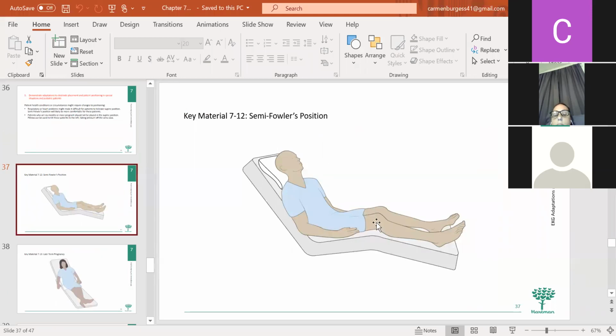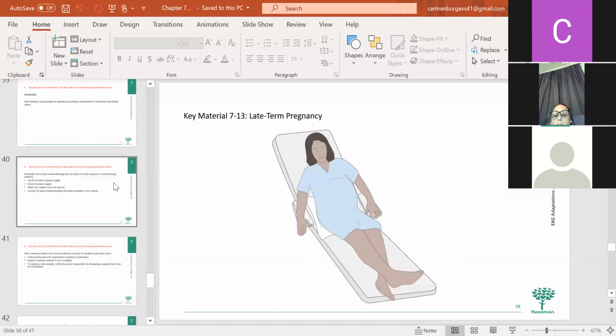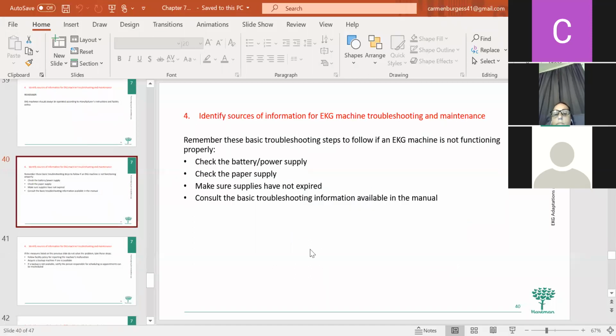Everybody knows these, the semi-Fowlers, what to do with the pregnant lady. Okay. Troubleshooting, always check your battery power supply, your paper supply. If it were me, as soon as I got there for my shift, I would do that. When you guys go to clinicals, that's the first thing you're going to do. Somebody's going to be with you, but of course they want to see what you're doing. I need to make sure I don't get into this patient's room and realize, oh my God, the battery's dead and they're too far away from a plug, or that it doesn't have paper, that I have expired electrodes.